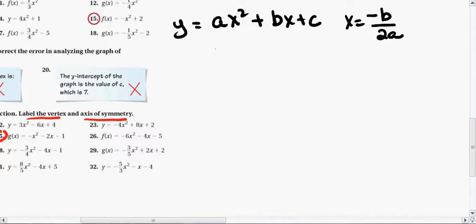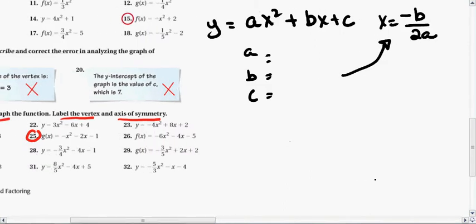First step is going to be to figure out what a, b, and c are. And then the second step will be to plug those values into this formula over here and figure out what the axis of symmetry is. Then we'll use the results of that to find the vertex, put it on a graph, and you'll see it goes really kind of quickly after that. So let's start off with number 25.